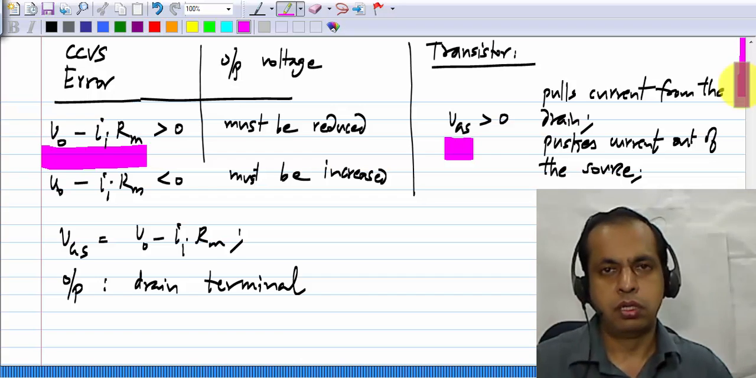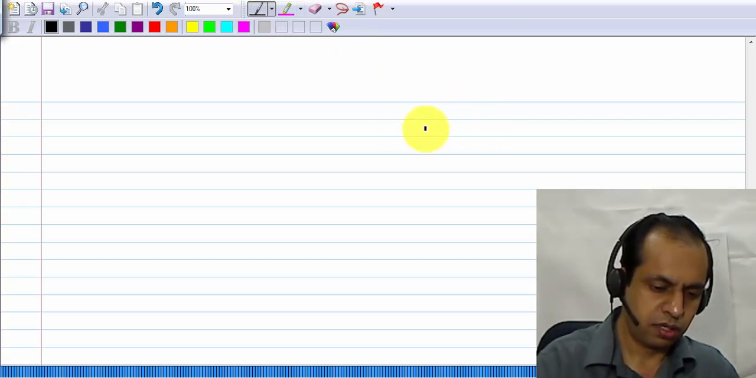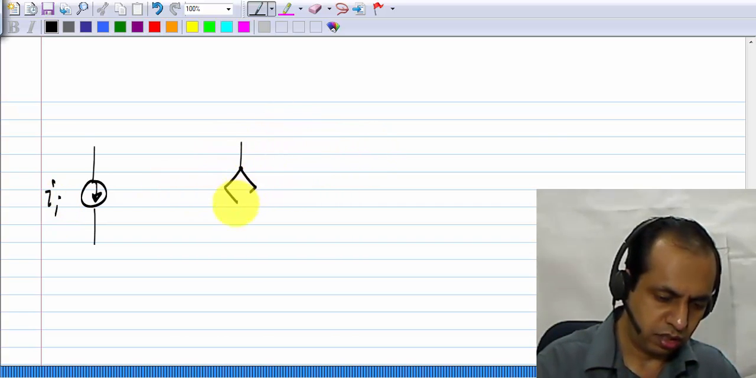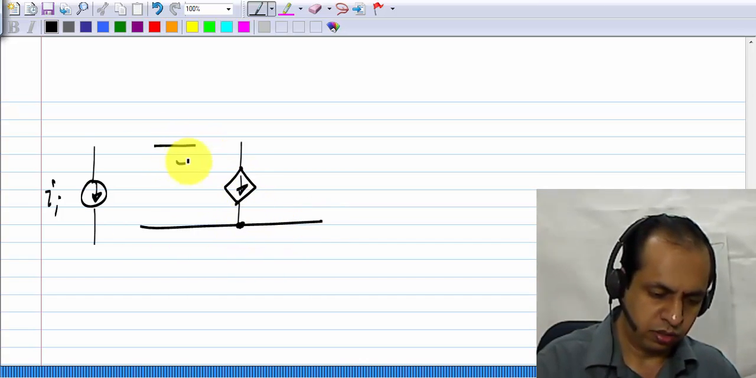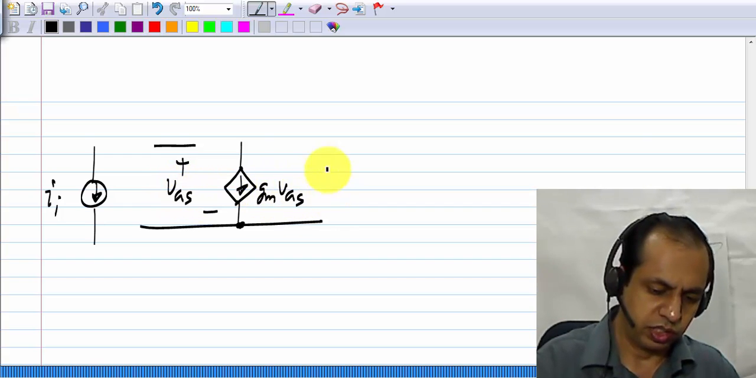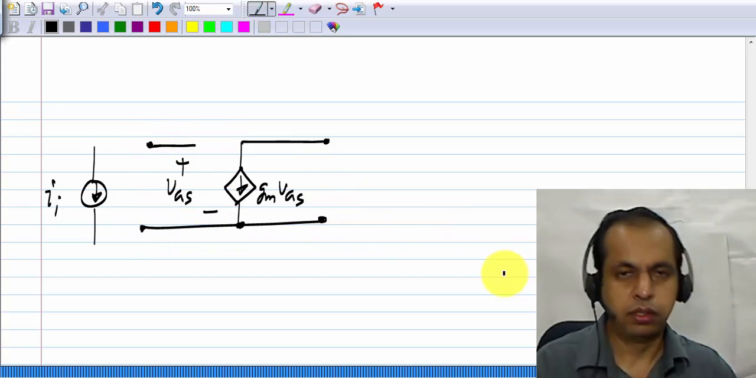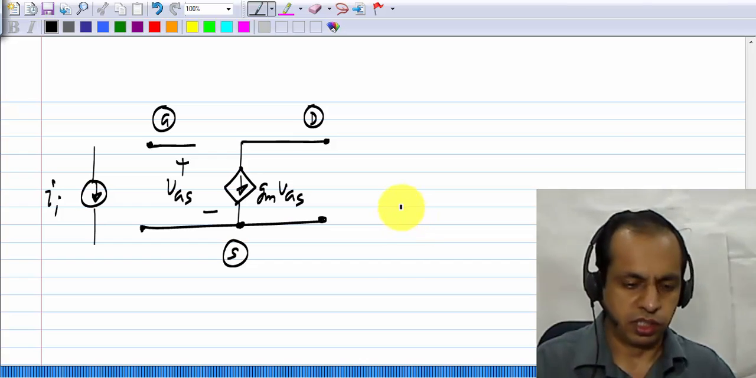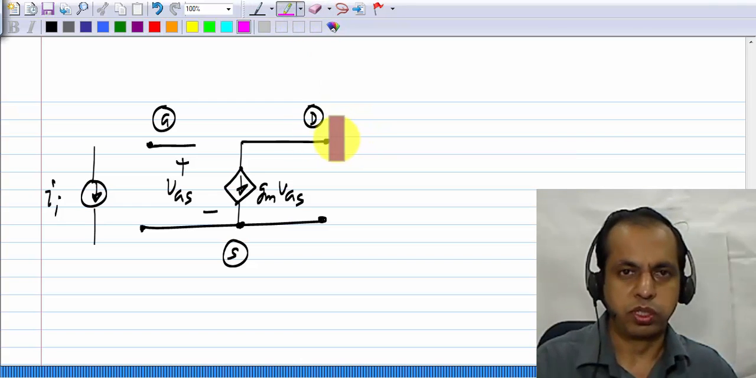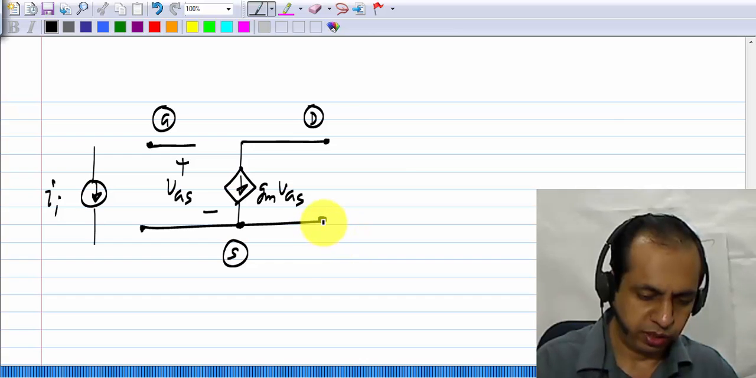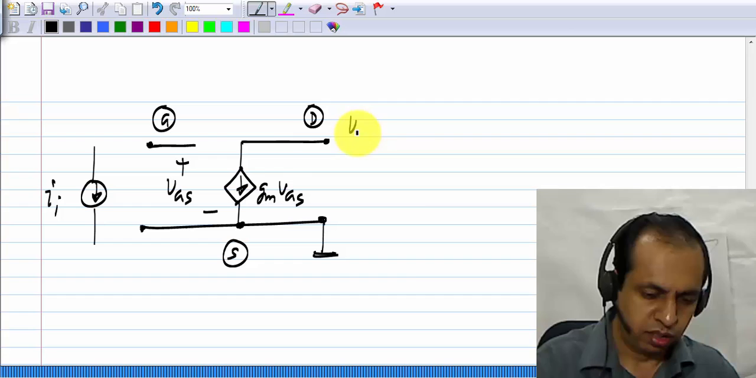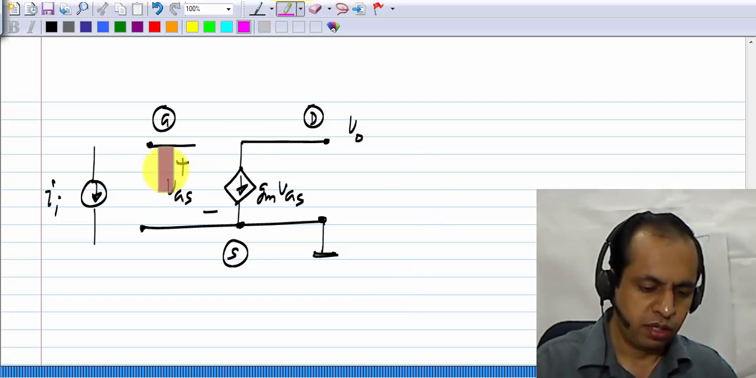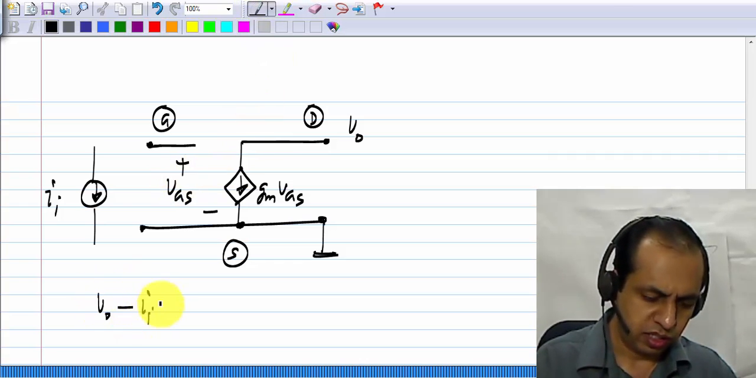Then it looks like the actions that we want to happen will happen. Now let's complete the circuit. We have an input current II, and we have the small signal equivalent of the transistor, GMVGS. Okay. This is the gate, this is the drain, this is the source, and like I said, we have to take the output at the drain, or between drain and ground. So let me connect the source to ground and consider the drain as the output. Okay. If that's the case, then this VGS has to be equal to V0 minus IIRM.